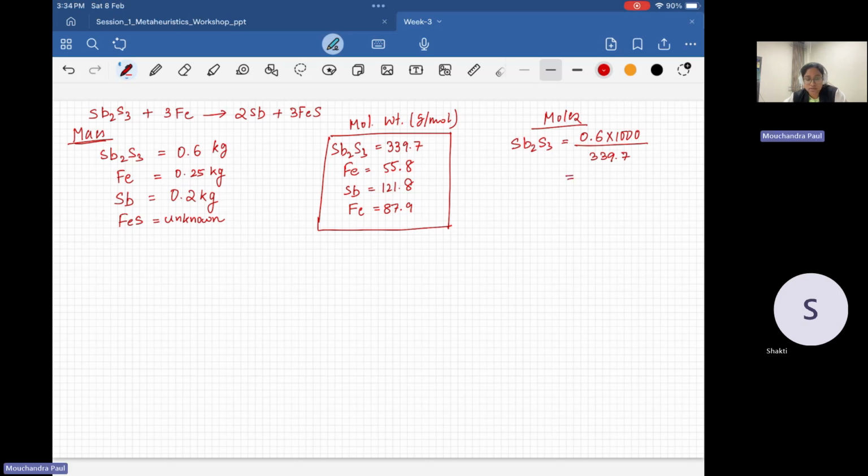If you do this, meanwhile you calculate and let me know what number of moles you're getting. Similarly for iron, the number of moles will be 0.25 times 1000 divided by 55.8. For Sb, the number of moles will be 0.2 times 1000 divided by 121.8. So what values are you getting for each? Let me know. I didn't calculate actually, I'm using mobile now. Oh, it's fine. Okay.